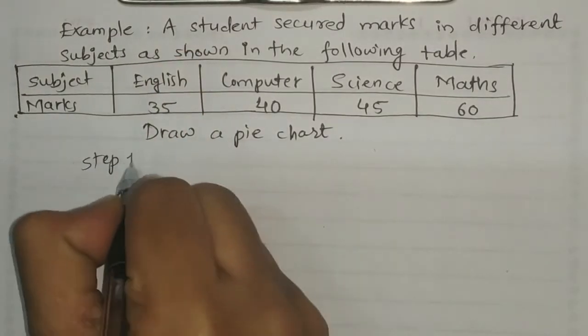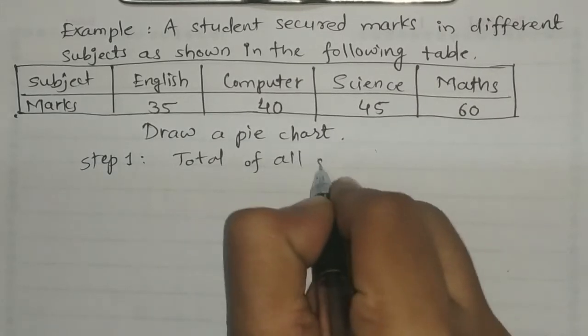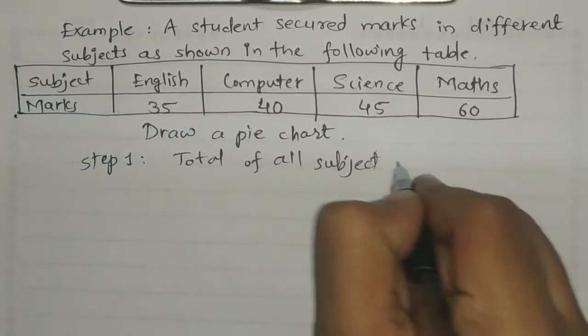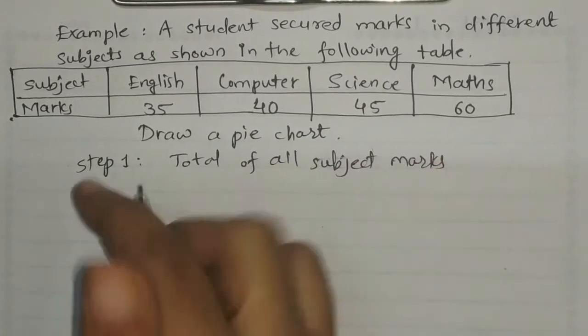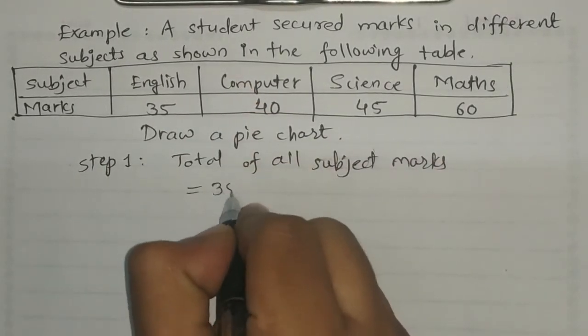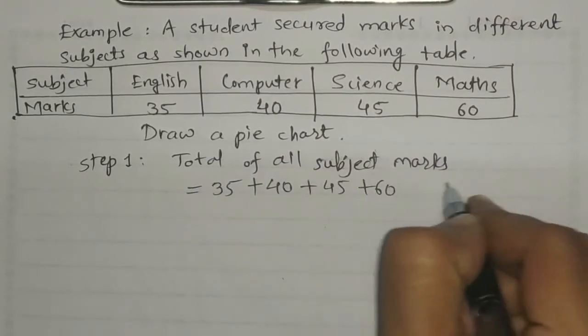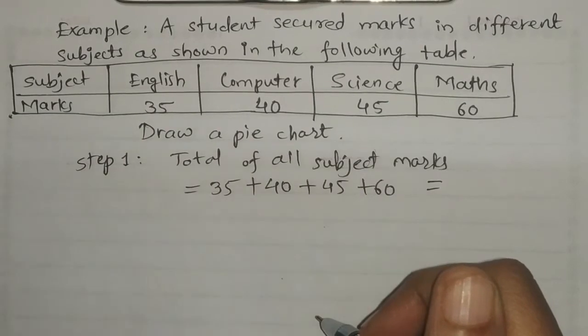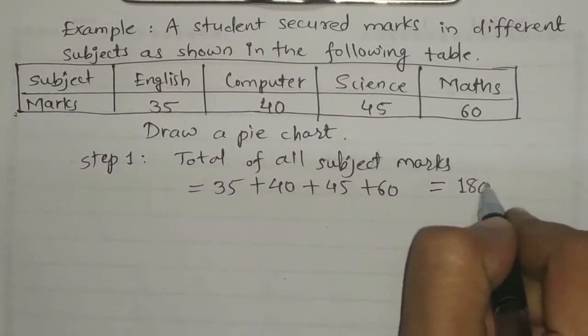Step number 1, we are going to do the total of all subject marks. In the first step, we are going to do the total of all the components. So here 35 plus 40 plus 45 plus 60. The total of all these subject marks is going to be 180.